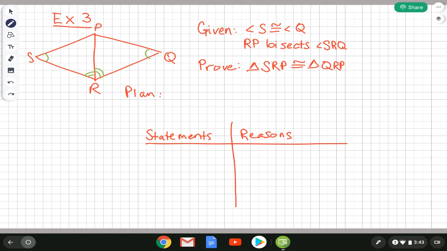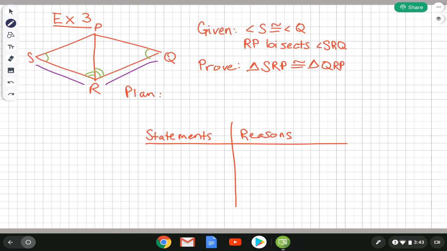All right, so in example 3, they give us this figure where there are basically two triangles attached at the bottom, or from P to R. And so we're given that angle S and angle Q are congruent, and also we're given that RP bisects angle SRQ, which is this big bottom angle here at R. And so we're wanting to prove triangle SRP is congruent to triangle QRP, and they asked us to make a plan first for how we could use angle-angle side.